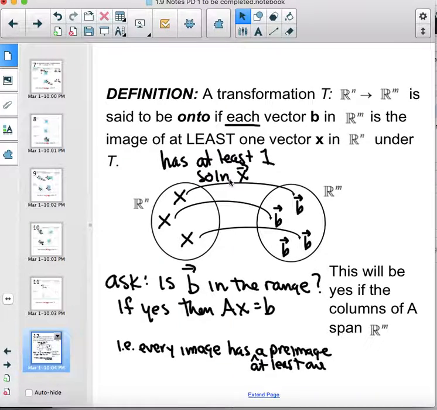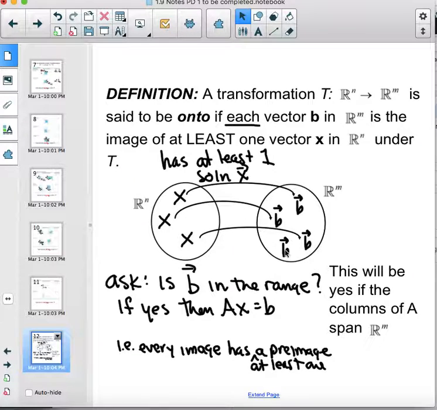So if you have Ax equals b, that means there's at least one solution x for every single b. So here, notice this b is an image. It came from a preimage. Ax would equal that b. This other x would equal this other b. This other x equals this other b.